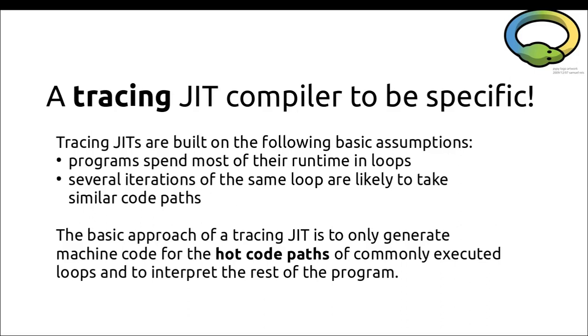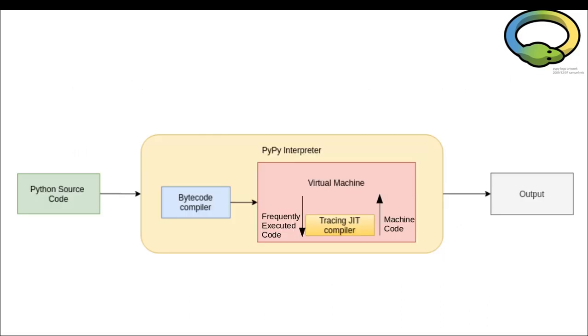So the basic approach of tracing JITs is to only generate machine code for hot code paths of the commonly executed loops, and you can interpret the rest of your program normally. So yeah, this is what tracing JIT compiler is doing here and making your Python code run fast.